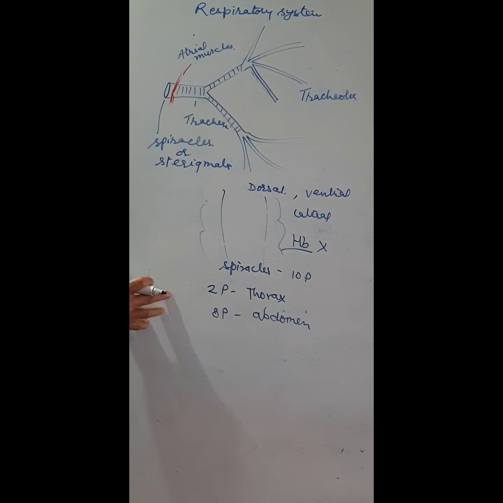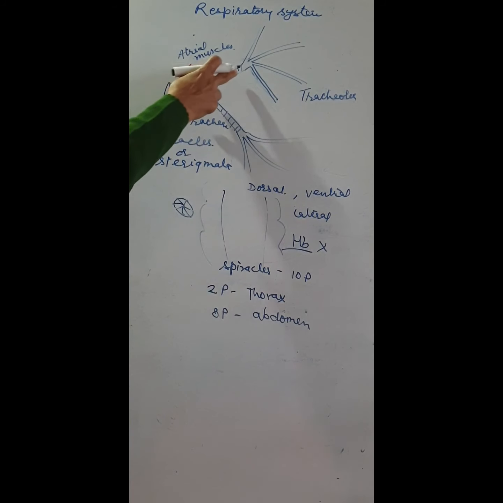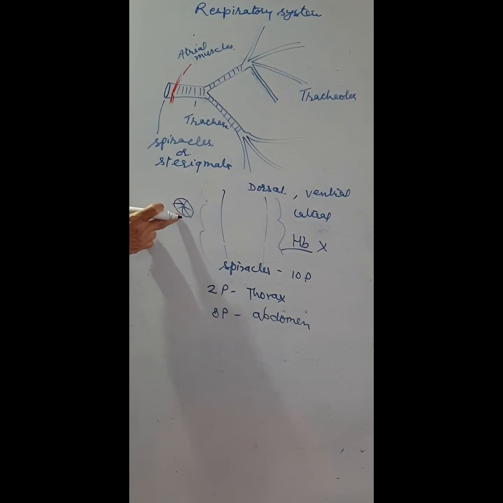The spiracles have bristles. This is the opening, and the bristles are for the filtration of the air. The air that comes inside should be filtered. So the 10 pairs of spiracles have the bristles to filter the air. Now we discuss the nervous system and reproductive system.